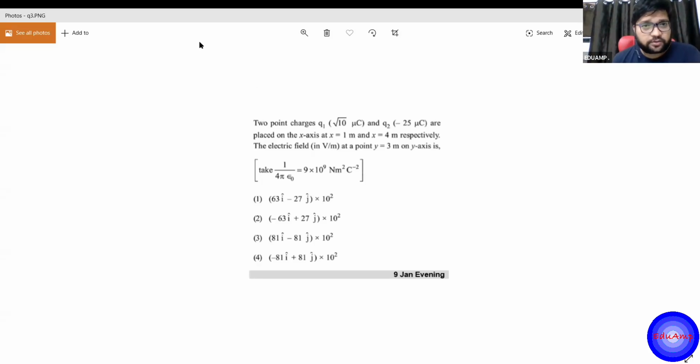So here, there are two charges, Q1, whose magnitude is square root 10 microcoulomb. This mu is micro. And the other charge is negative 25 microcoulomb. They are placed on the x-axis at x is equal to 1 and x is equal to 4.